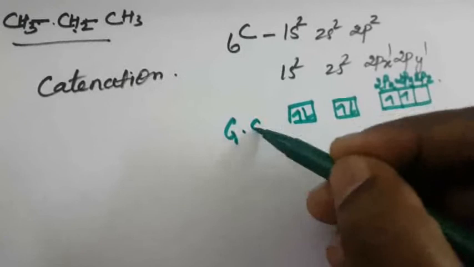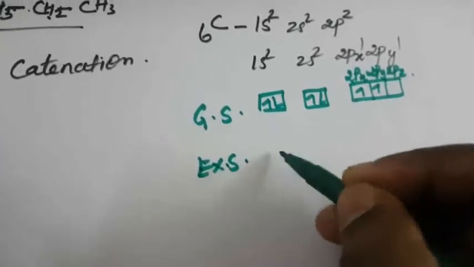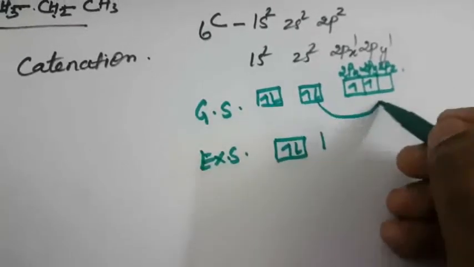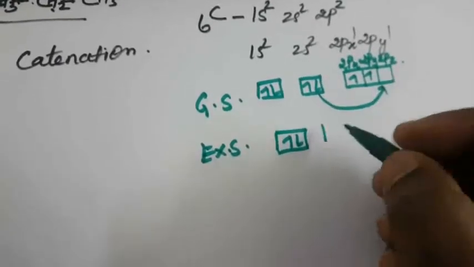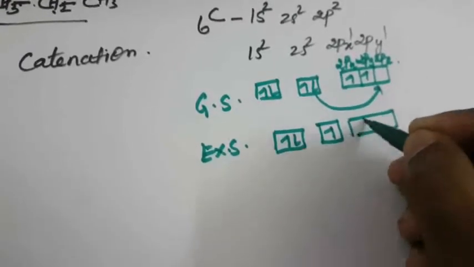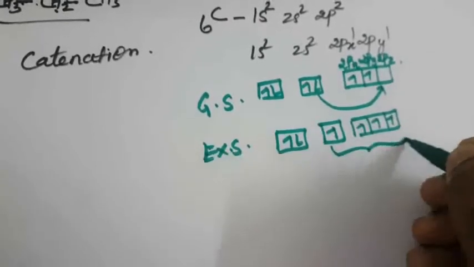This is the ground state of this carbon. Now the excited state of this carbon: what is the electronic configuration? Here there are 2 electrons, and 1 electron is promoted to the 2p z orbital. So here there is only 1 electron, and here 3 electrons, 1, 1, 1. That is the 3 electrons. Now it is the 4 electrons.